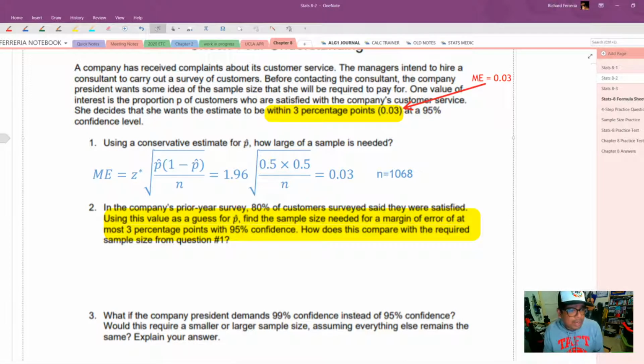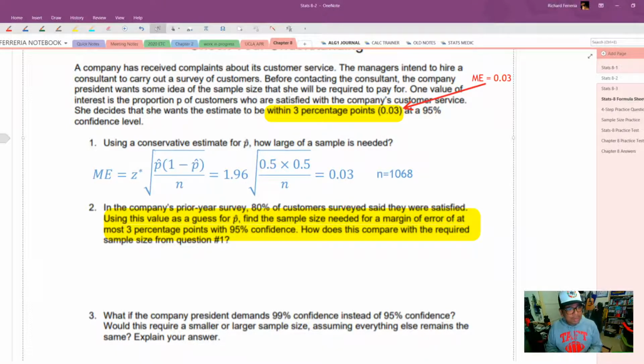Question 2 says, in a company's prior year survey, 80% of the customers surveyed said they were satisfied. So using this as a guess for P hat, find the sample size needed for a margin of error of at most 0.03 with a 95% confidence. How does that compare with the sample size from question 1? I'm already going to tell you the sample size is going to be smaller because 0.5 was our conservative approach. It's the biggest sample that we would need to create a margin of error of 0.03.